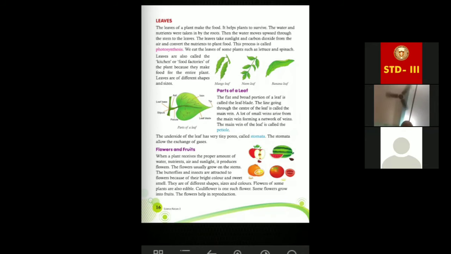Suppose we are making rice. What do we need? We need water, we need rice, and we need fire. Then we use all these things. We use the fire, we use the water, and then we make the rice.